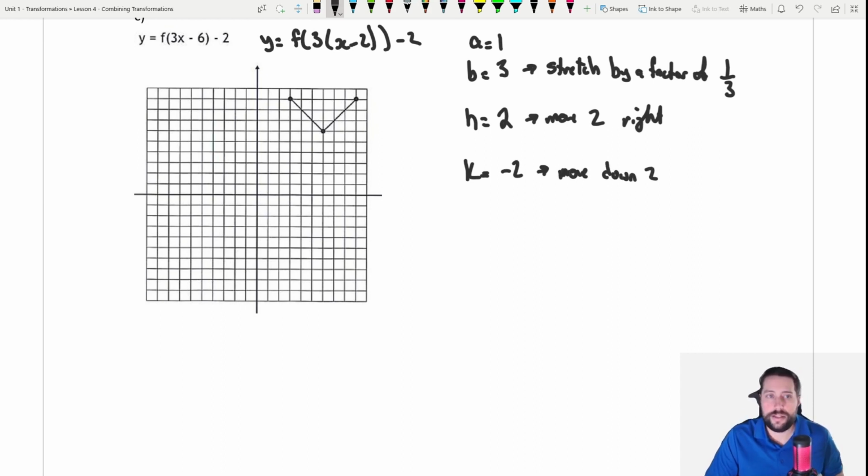Okay. So the mapping notation and how it's going to look. Let's get our original function's values. This you can do on your own, but I'll just do it really quick.